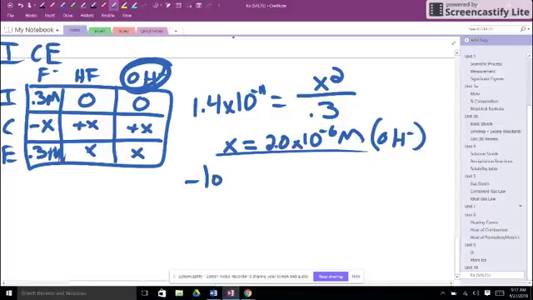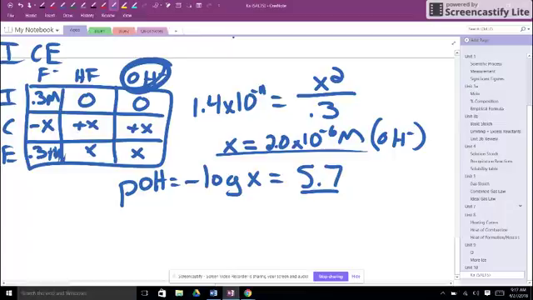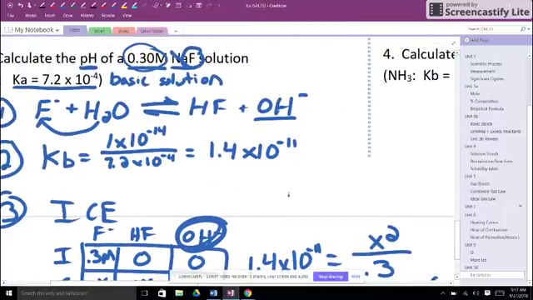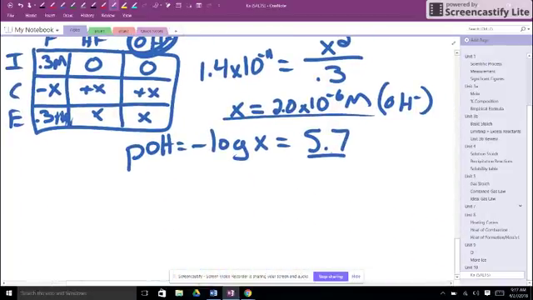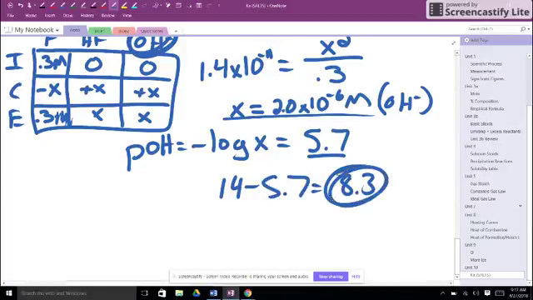So when we do the negative log of X, we're going to be solving for pOH and not pH. And then the negative log of that X is 5.7. So I think if you end up with 5.7 as an answer, and we thought that this is a basic solution, that should set off an alarm that this doesn't make any sense. And that should remind you that we need to then do 14 minus 5.7. So we get a pH of 8.3.